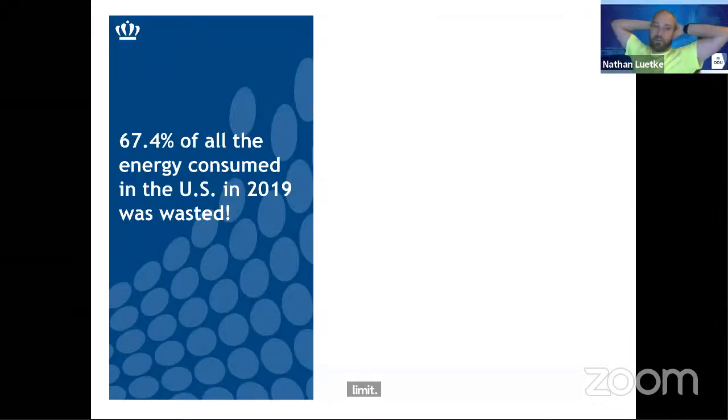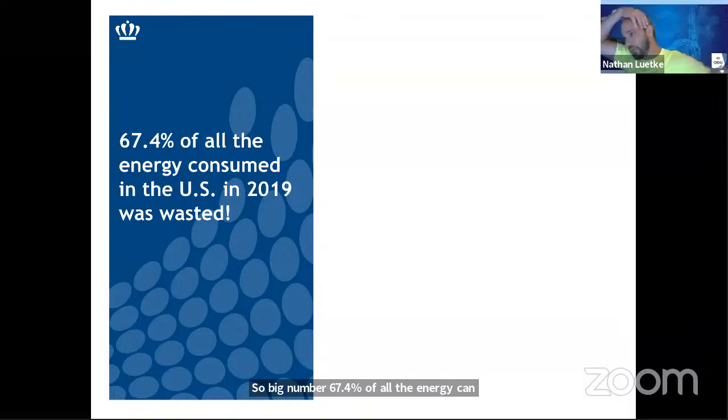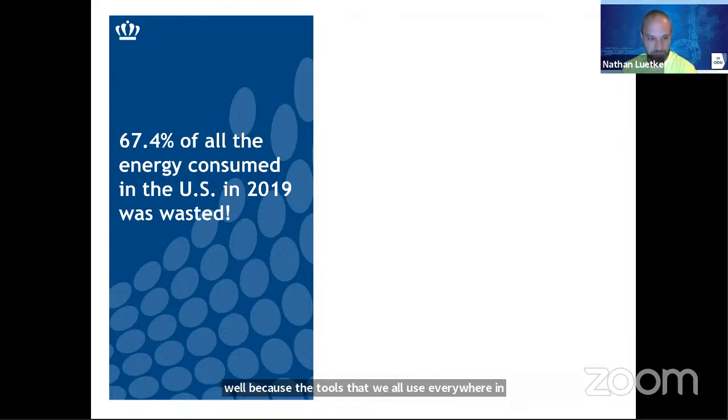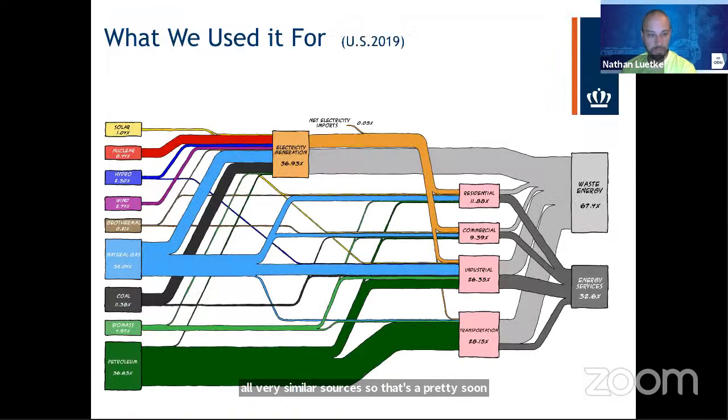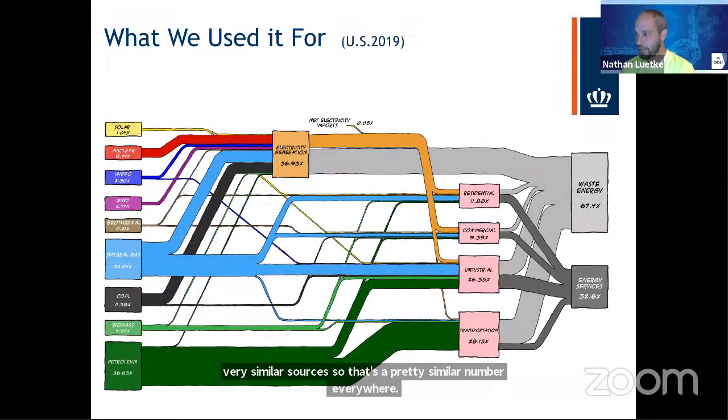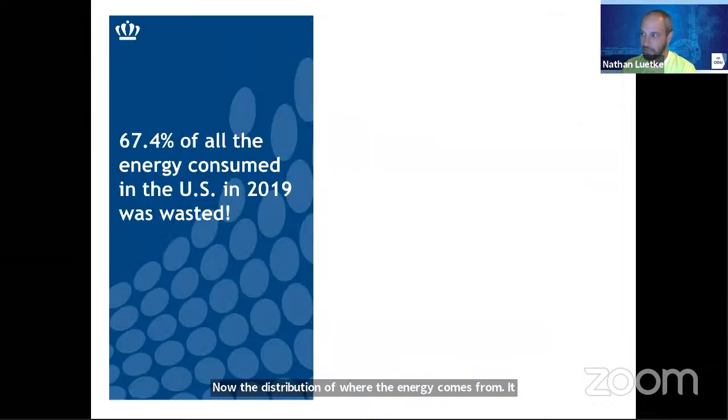So, big number, 67.4% of all the energy consumed in the US was wasted. Now, that's similar across the world as well, because the tools that we all use everywhere in the world to generate our power, and to move vehicles, etc., are all very similar. So it's a pretty similar number everywhere. Now, the distribution of where the energy comes from may vary depending on the country, but the amount we can use is limited.